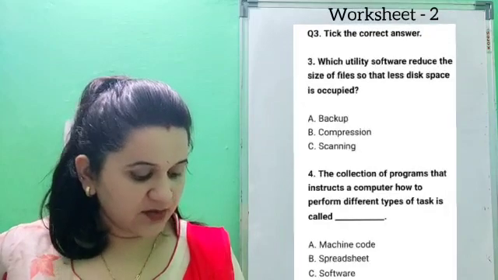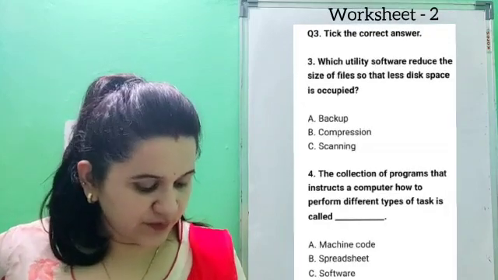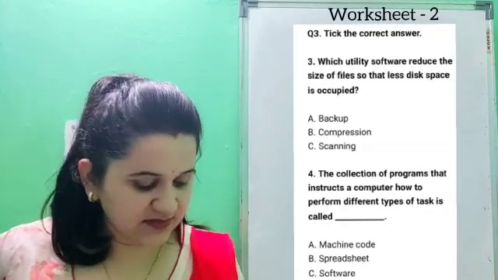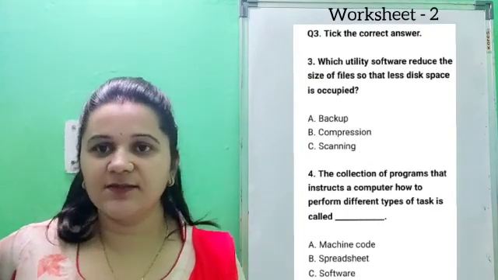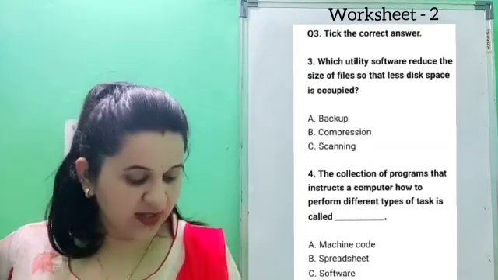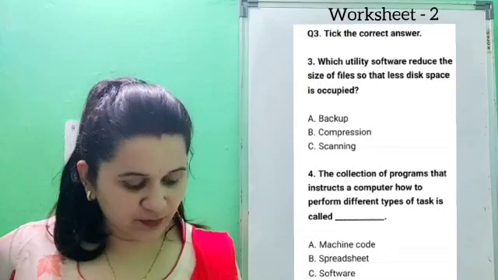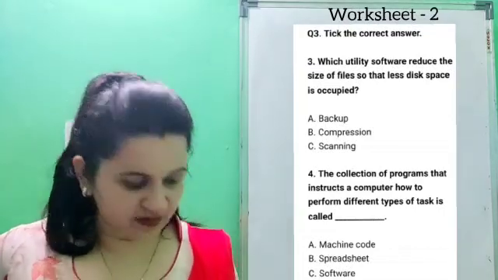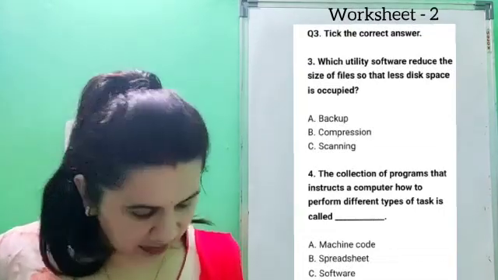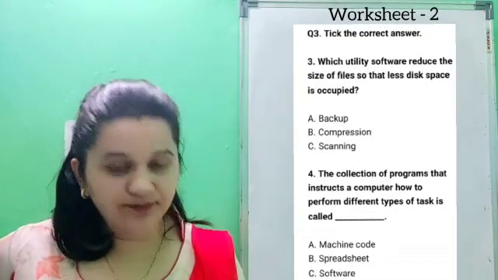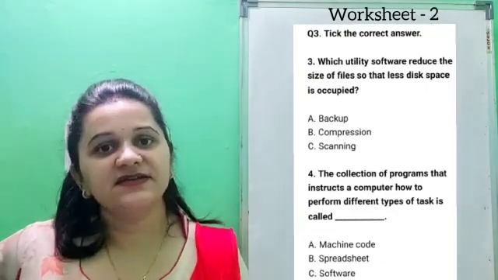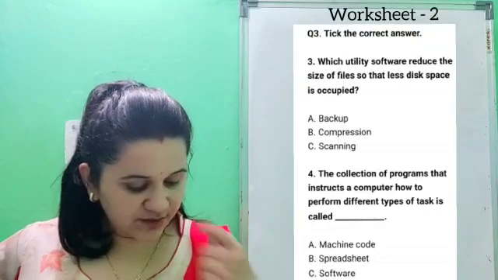Okay. The third one, which utility software reduces the size of files so that less disk space is occupied? Again, the same paragraph you have to go through and find out which utility software program helps to reduce the size. Reduce the size means compressing the size. Okay. So the options are A, backup, B, compression, and C, scanning. Okay, so which of them is the answer?